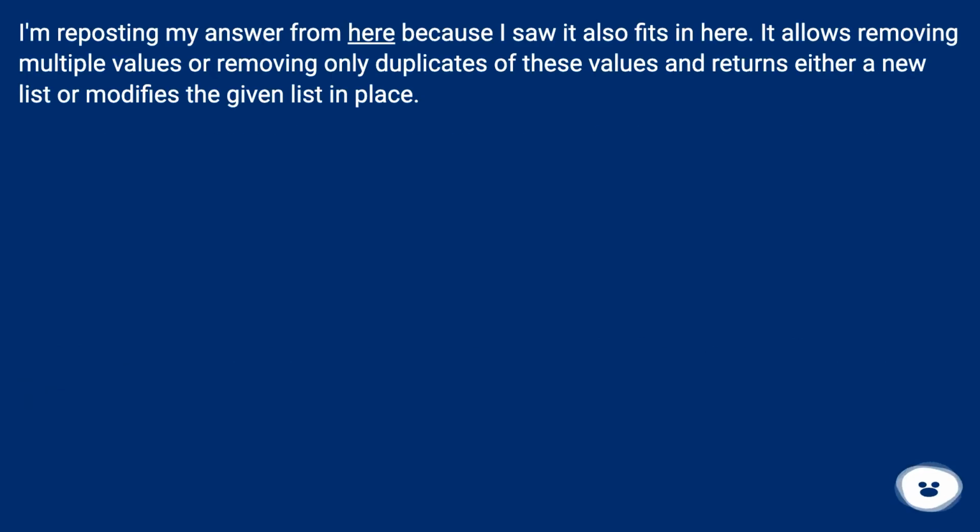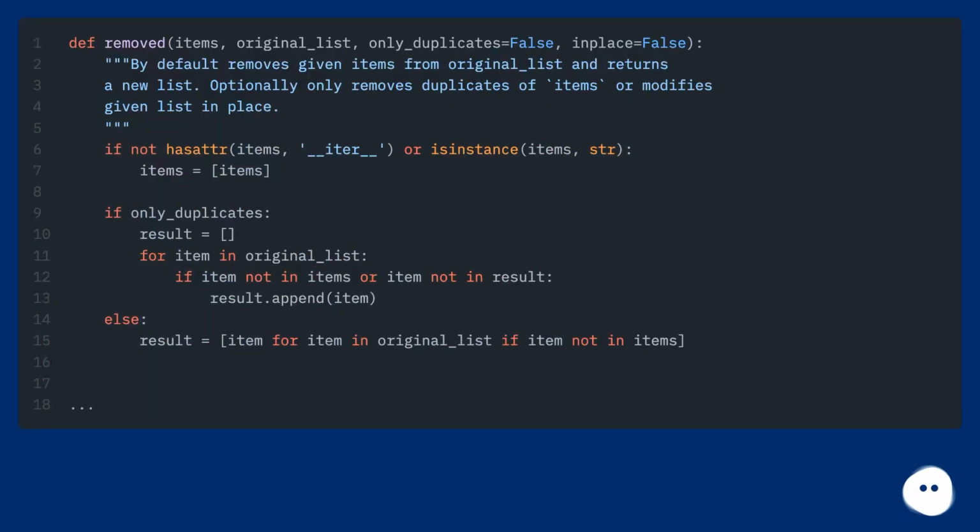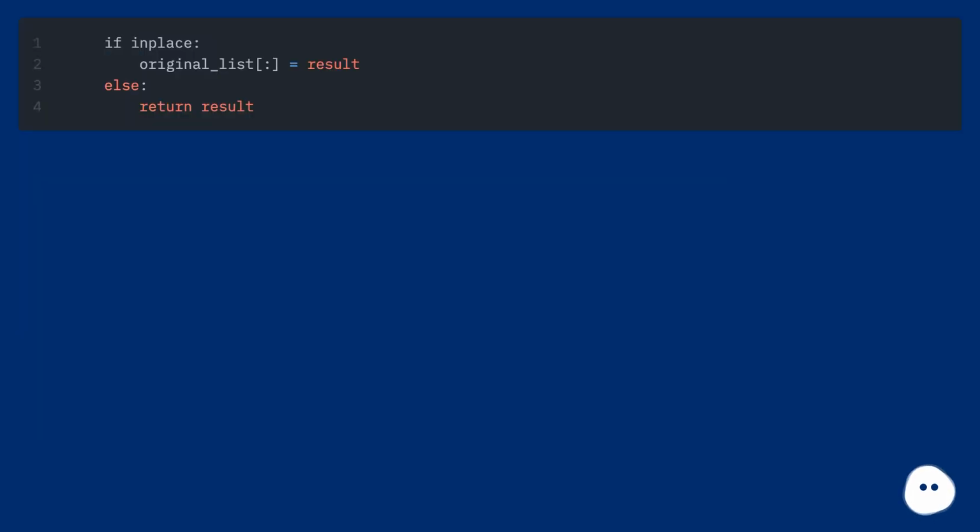I'm reposting my answer from here because I saw it also fits in here. It allows removing multiple values or removing only duplicates of these values, and returns either a new list or modifies the given list in place. Docstring extension.